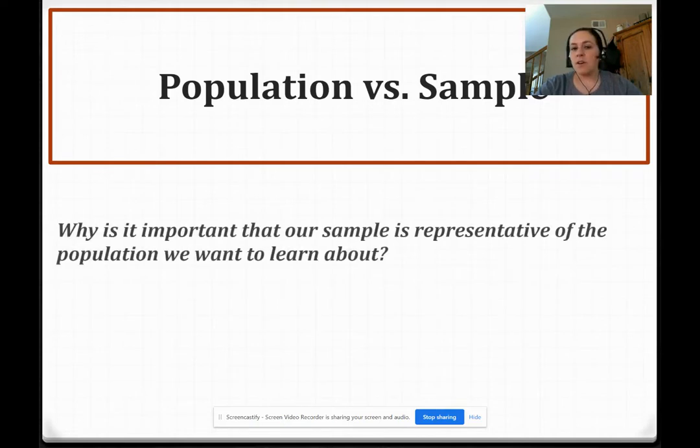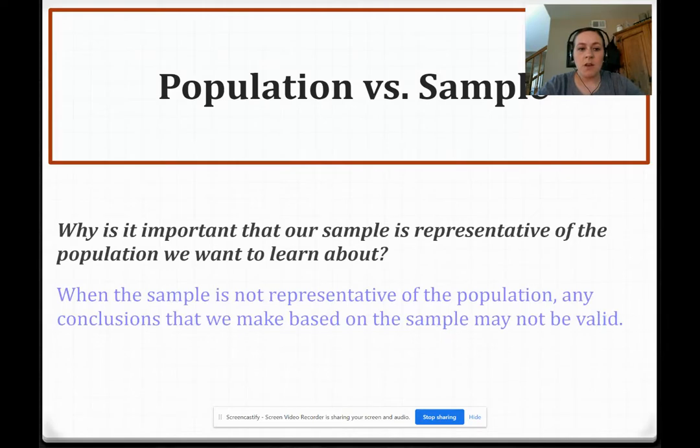So why is it important that our sample is representative of the population we want to learn about? Well, when we sample, we're not necessarily getting the exact people or things, or at least not entirely, that we're trying to learn about. If our sample is not representative of the population, what that means is that any conclusions or measurements that I get from that sample might not actually make sense to make a claim that it represents the larger group of people or things in my population.